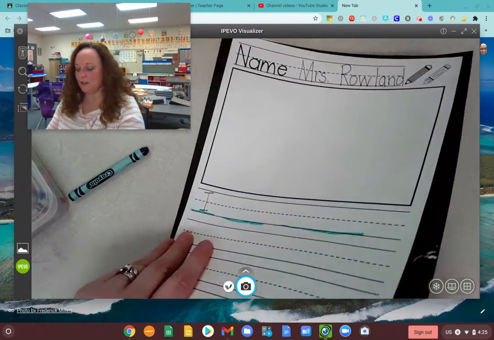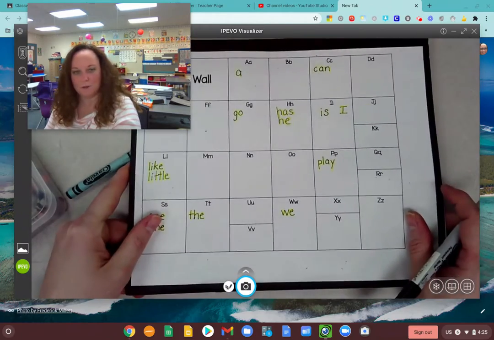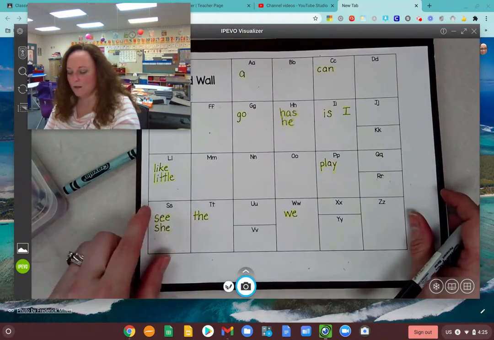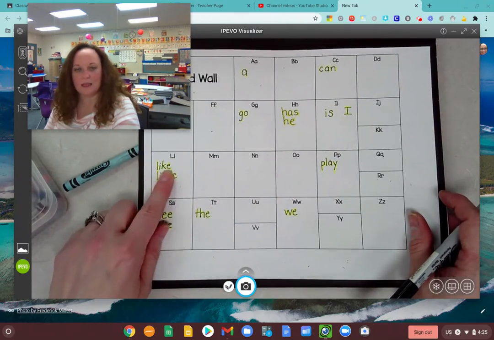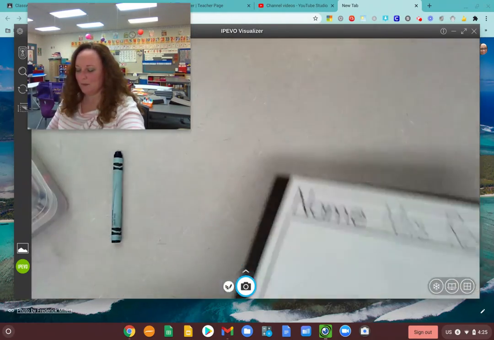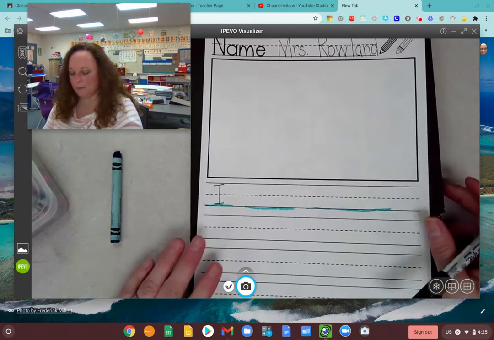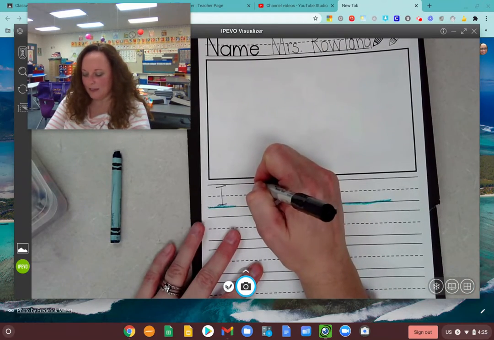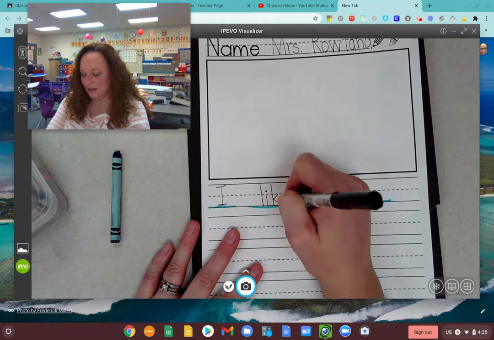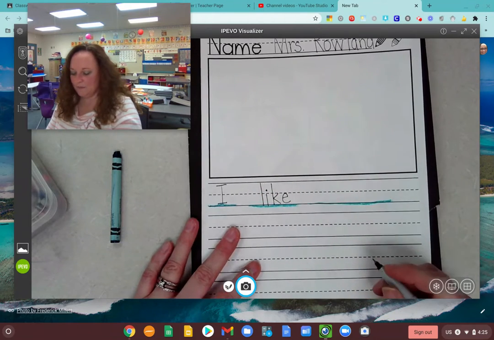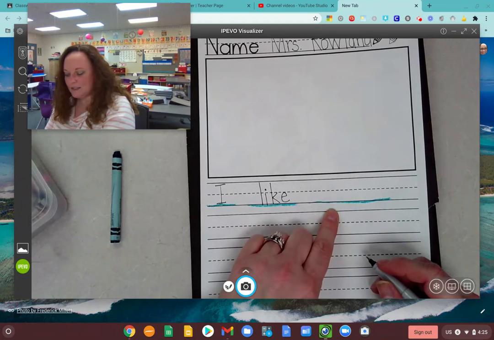If I'm not exactly sure how to spell them, I can flip over to the back to my portable word wall. I can find my sight word I, and I can find my sight word like, L-I-K-E. But I already know those. Those are up in my brain. Like, L-I-K-E. Like. I like school.